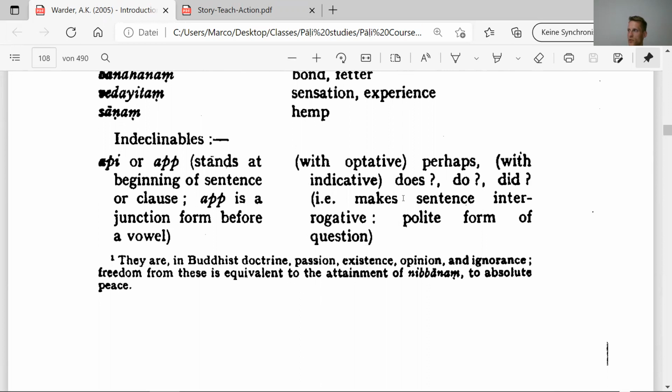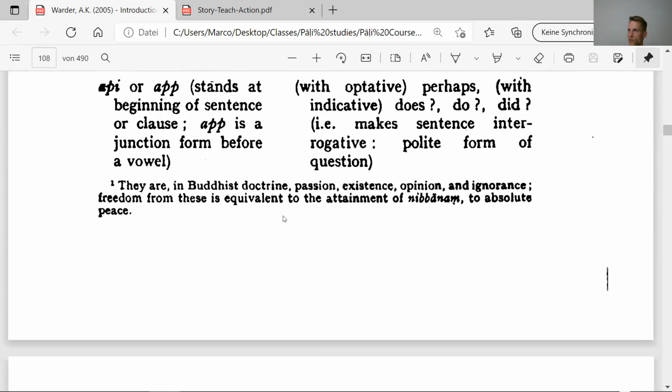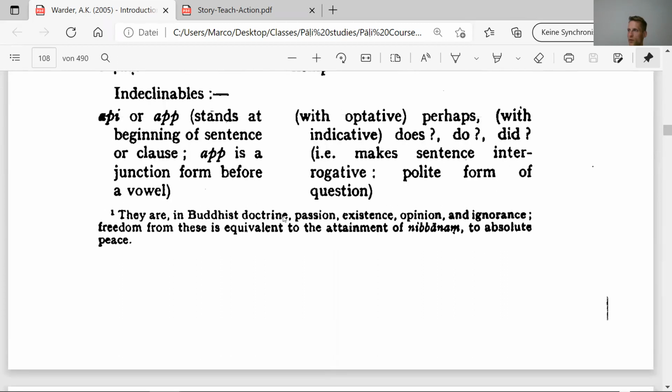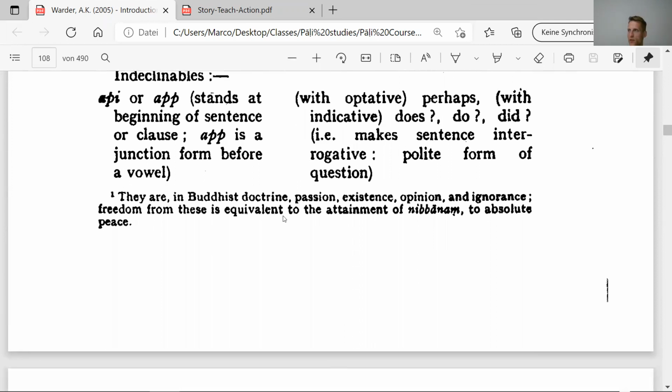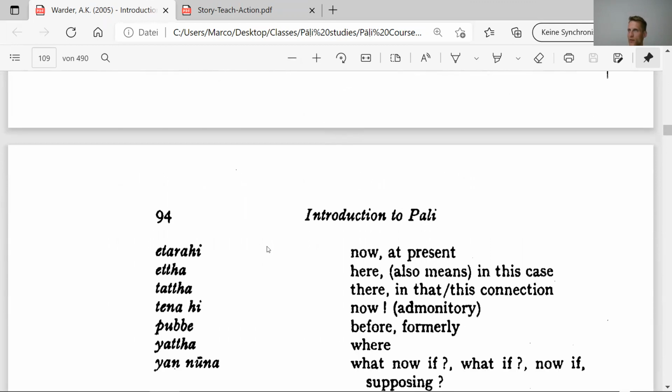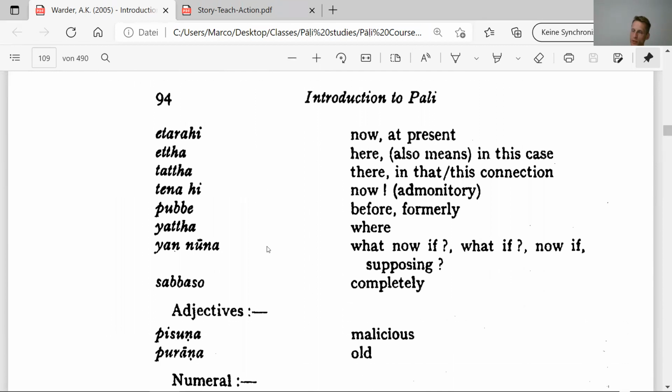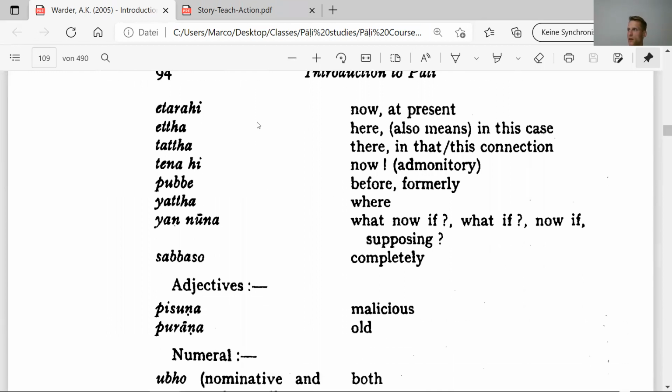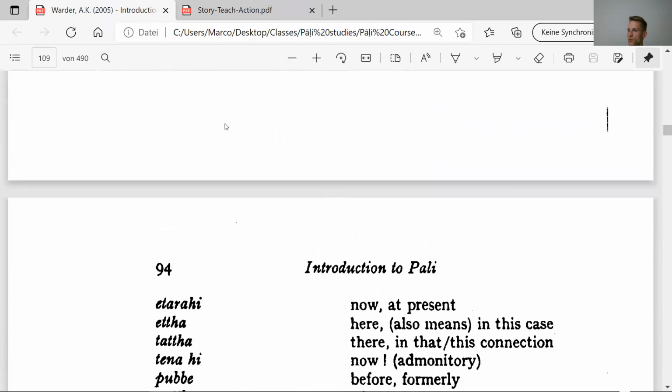Api, or api, with the optative perhaps, with the indicative, does, do, did, i.e. it makes a sentence interrogative in a polite form of a question. Even, for example, in spoken Sanskrit, this is oftentimes used. For example, I can say, Api bhavan kushali, are you well? And for example, if I ask a woman, Api bhavati kushalini, so I put this at the beginning of a sentence. Etarahi, now at present, these are the indeclinables, of course.